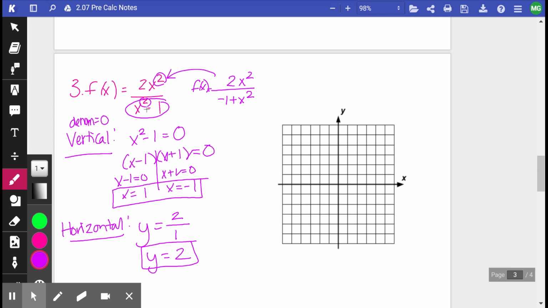Again, you don't care what's being added or subtracted. This minus 1 doesn't tell us anything. It's just whatever the coefficient of those highest exponents are. So now we're going to graph these.